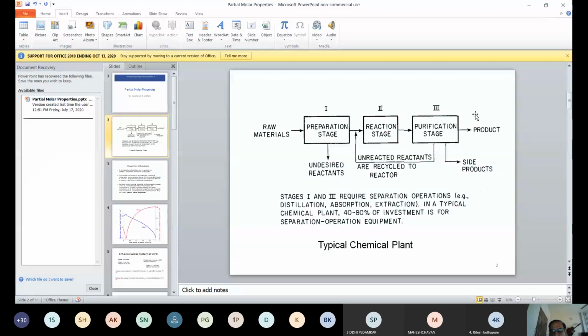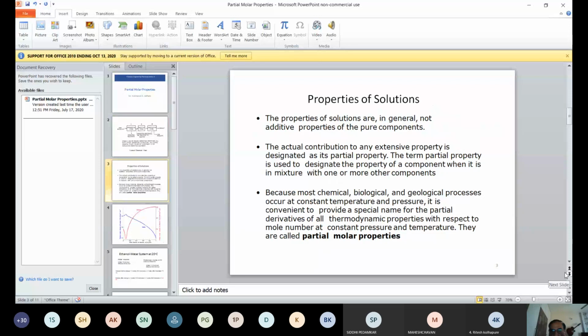And what we will study in CET2 will be applicable for distillation, absorption, extraction, all the separation operations, and also for reaction. So the basis of all these operations will be CET2. Property of solutions we started yesterday, and we have seen what is partial molar property, right? Any doubts, any questions on that?